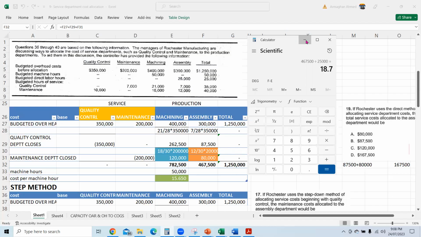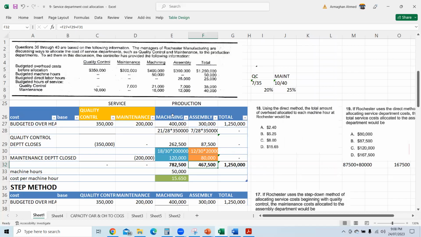So this is the way they can ask you the question, or they can ask you what is the total cost of machining? 782. What is the total cost of assembly? 467, right? Or what is the quality control cost allocated to machining? What is the quality control cost allocated to assembly? Or what is the total service department cost allocated to machining?